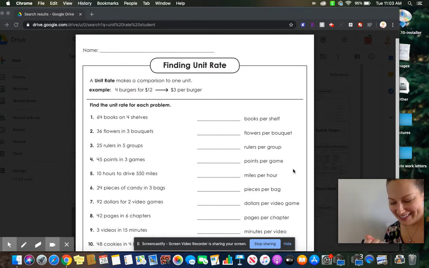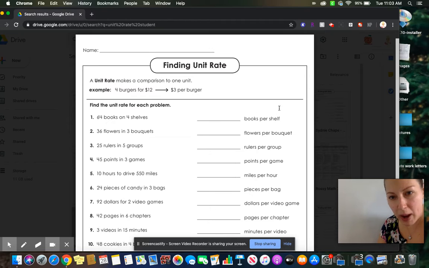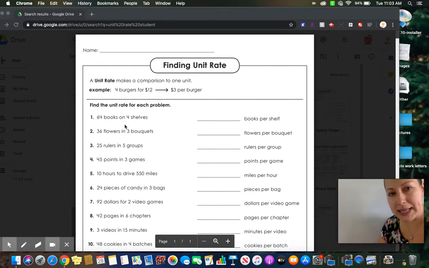Okay, ready? All right, number one, 64 books on four shelves. Okay, so unit rate is the comparison. It's asking us to find how much for one. Okay, so we want to find out how many books per shelf. And that's why here it says books per shelf. Okay, so 64 books in all. So you're going to do 64 divided by how many books on each shelf? Four books on each, I'm sorry, on four shelves.